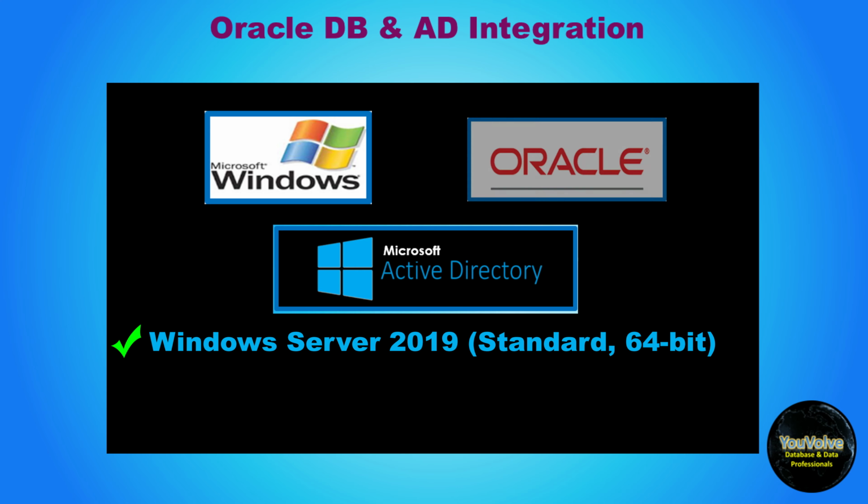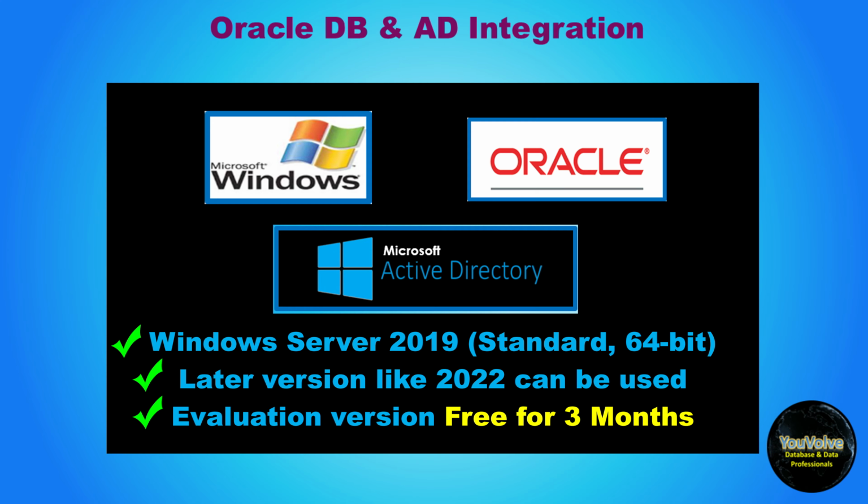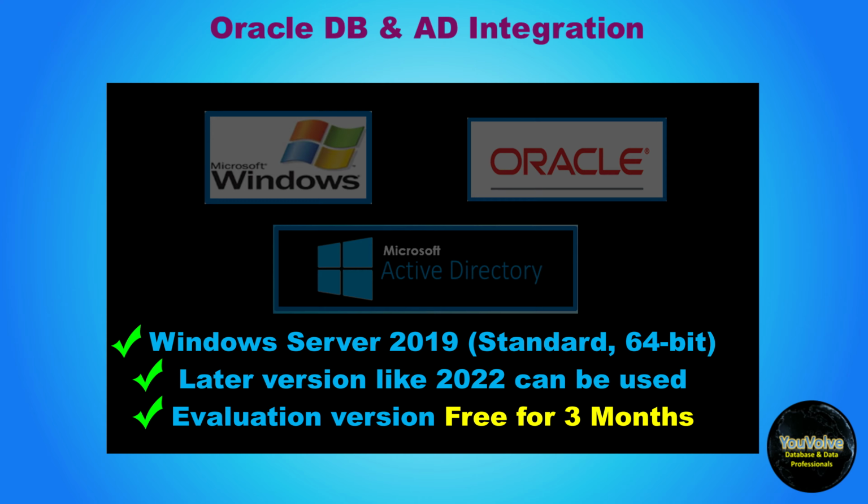I am going to set up our Active Directory in a Windows Server 2019. You can even use any later version of the Windows Server if you have, and if you don't have, you can download the evaluation version from Microsoft for free, because the evaluation version will work for 3 months, which is enough for your experiments and learning. And if you want to download, this is what you have to do.